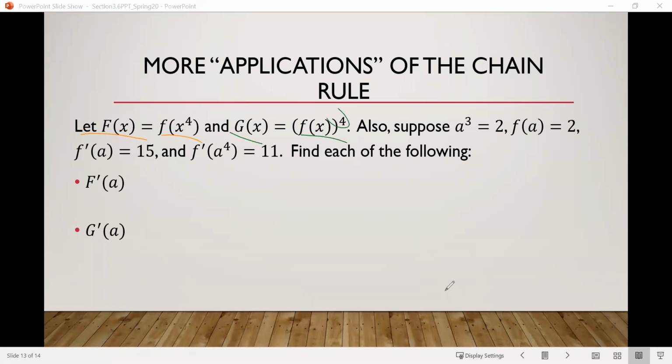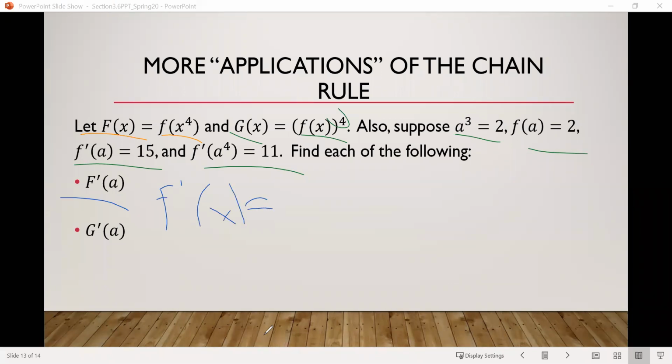And they give us some other information. a cubed is 2, f of a equals 2, f prime of a equals 15, and f prime of a to the 4th equals 11. And they want us to find these things. So the first thing is f prime of a. So they want us to evaluate the derivative of capital F. Now before we do that, first thing we need to do is find the derivative of capital F.